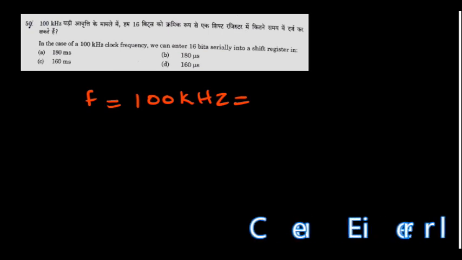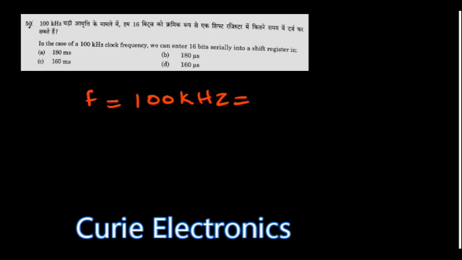In the case of a 100 kilohertz clock frequency, how long does it take to enter 16 bits serially into a shift register? So we are having a serial shift register. With each clock, 1 bit will be shifted. So what is the frequency given? It is 100 kilohertz. From this, if you want to find the time, once you know the time period, 16 multiplied by the time period will give the answer.